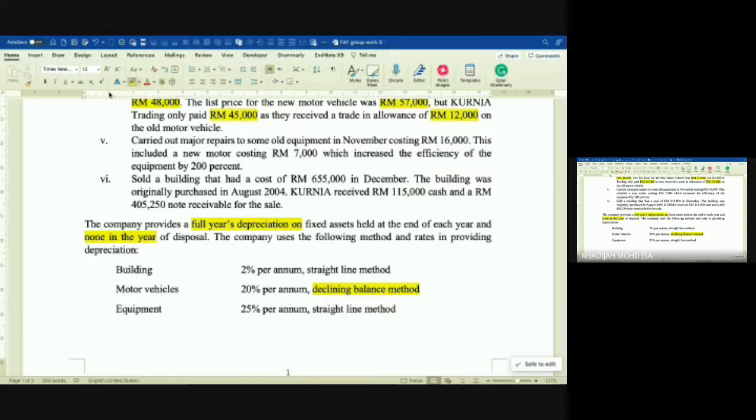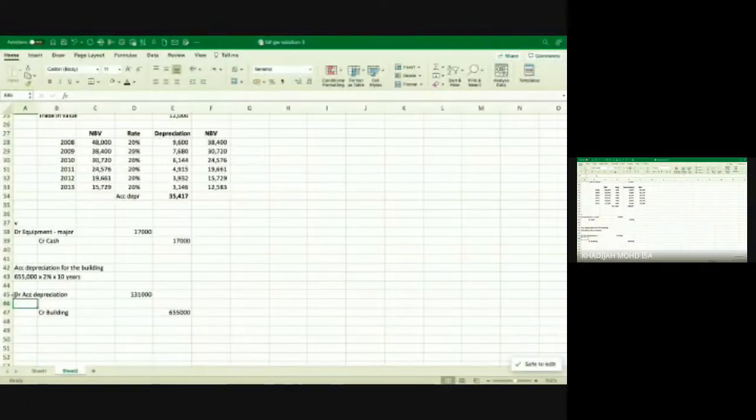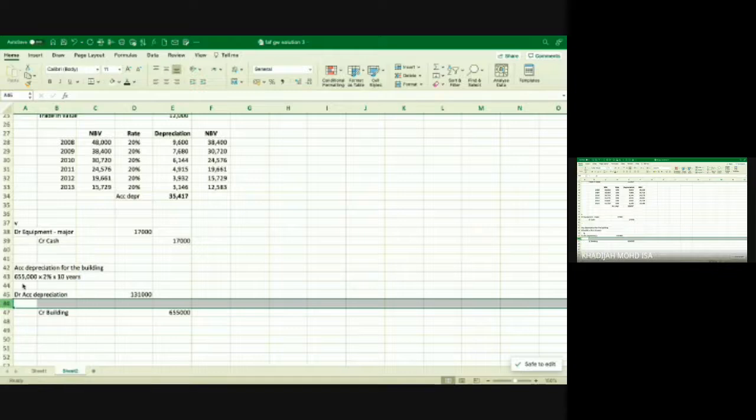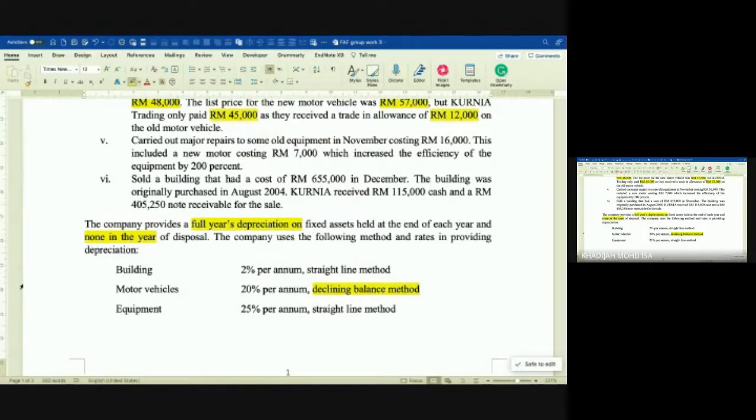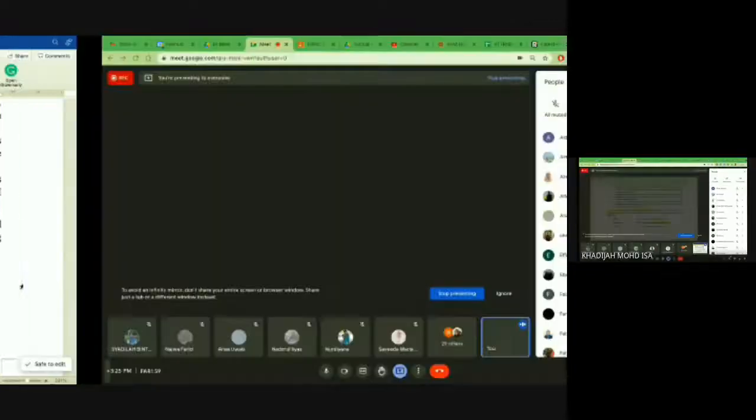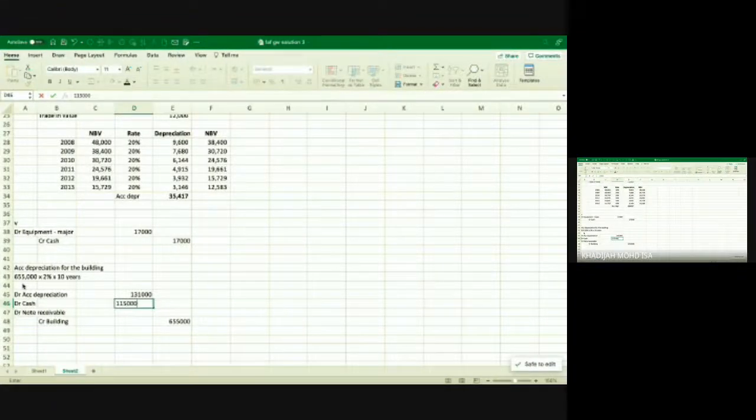You receive 115,000 cash and a note receivable. So you have debit cash, and then you're going to debit note receivable. You're going to receive that later, all right? So how much is that you receive? You receive 115,000 and 405,250.